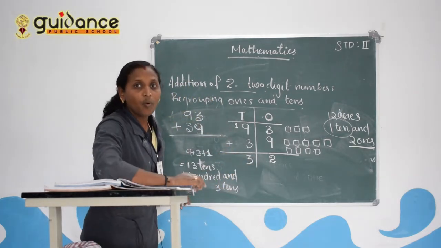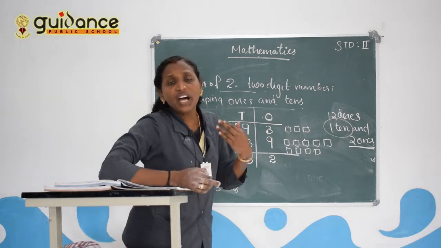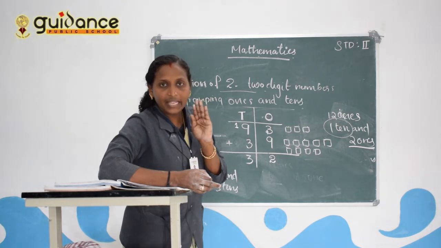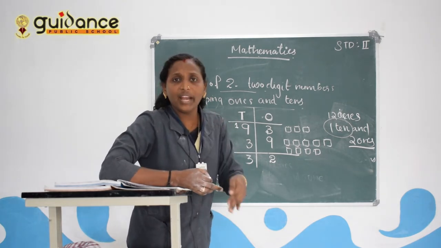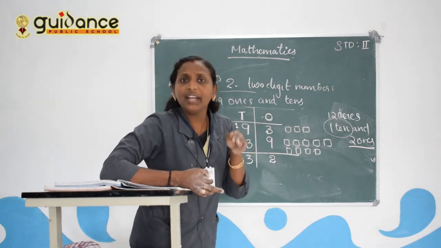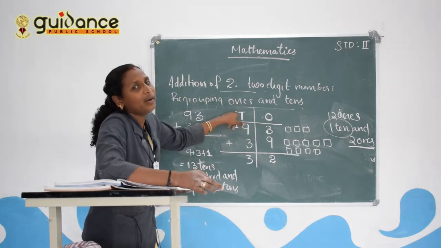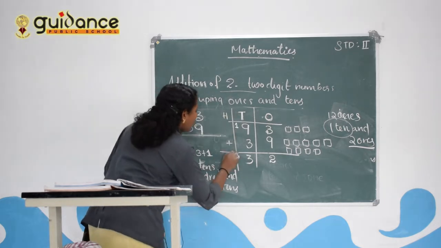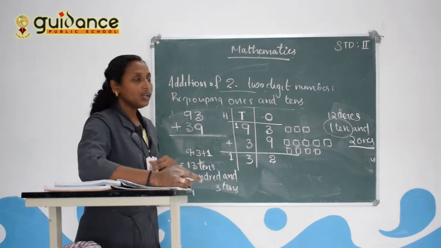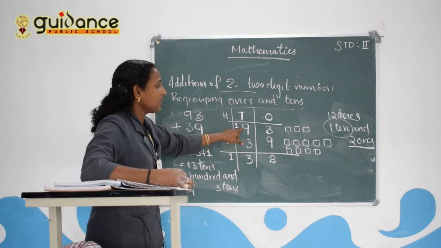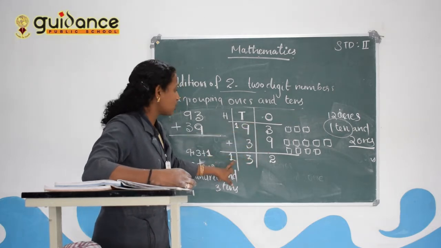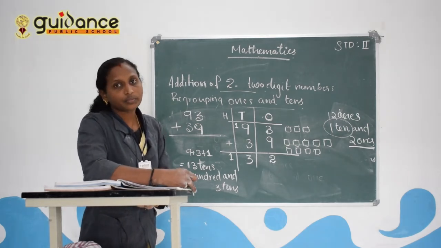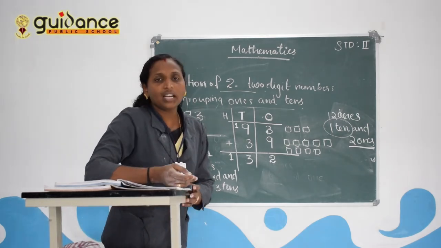What about 100? Carried over 100 to the 100 place. So it has no 100 place there, so you will draw the 100 place. Then write 1. So what is the answer? 93 plus 39 is equal to 132. Okay, all of you clear?